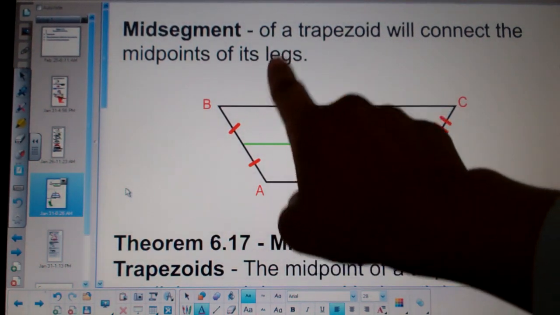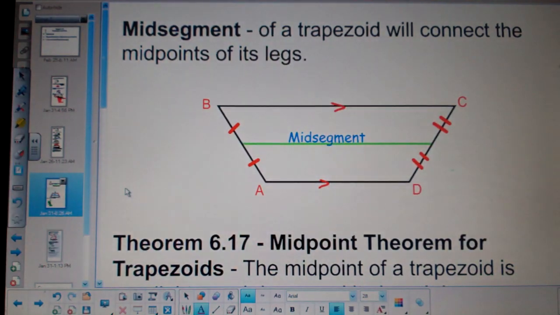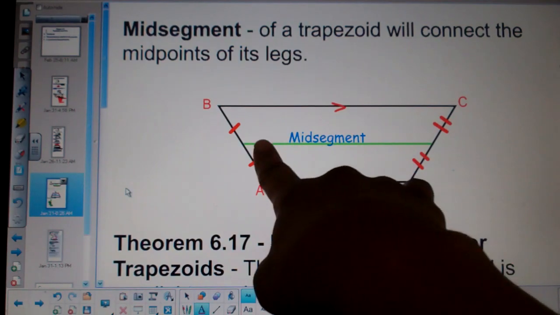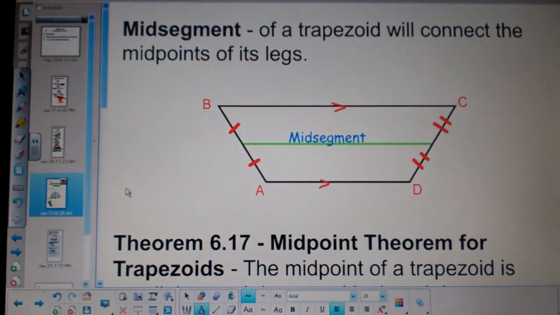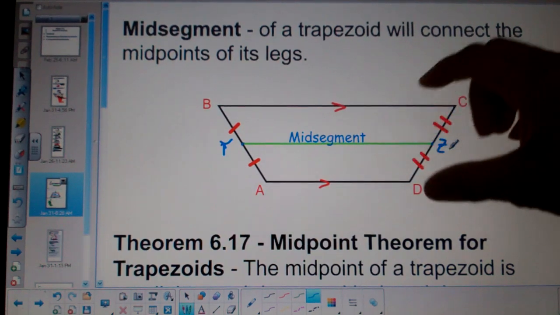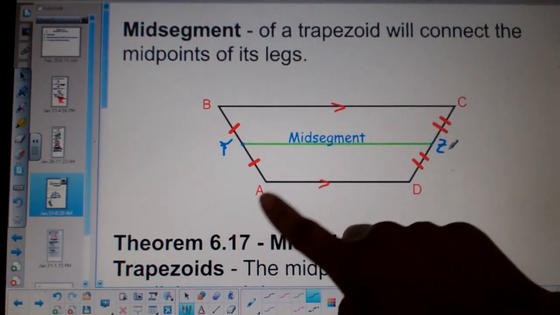And again, the mid-segment, if you didn't already write it, of a trapezoid will connect the midpoints of the legs. So the green line is our mid-segment, which means if I give this endpoint a name, let's say I call this Y. That's an ugly looking Y, but there's a Y right here at this point. And then on the right end, this is Z. Well, YZ is the mid-segment. It's exactly in the middle of BC and AD.